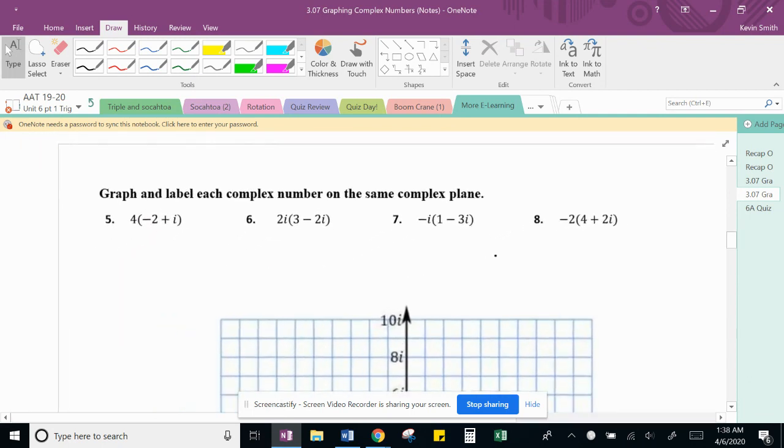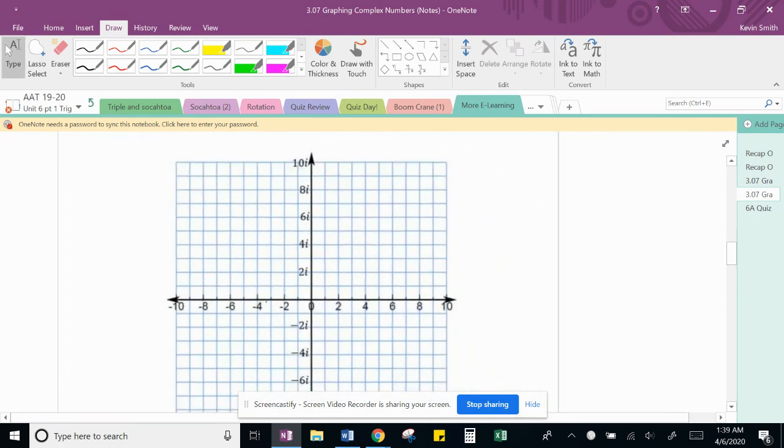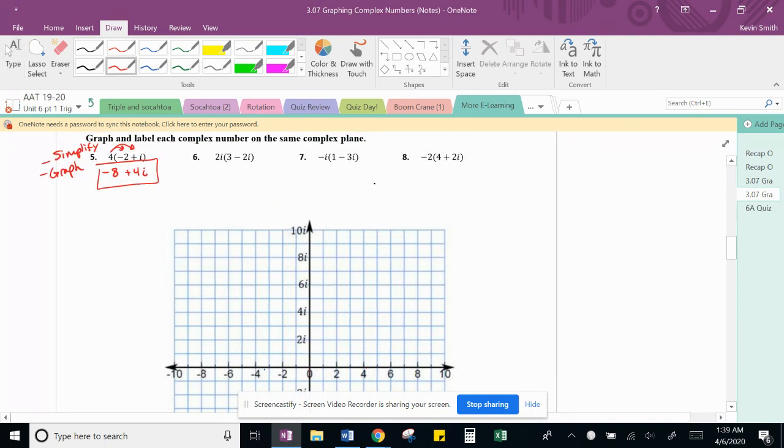So the next thing I'll be asking you to do is take these expressions, simplify them, and then you'll have to graph. So I'm guessing most people's intuition for simplifying this would say distribute that 4. We'd end up with negative 8 plus 4i, which is perfect. That is the simplified form, a plus bi, and then we'd graph it. We'd go negative 8 on the real, 4i on the imaginary. Good.